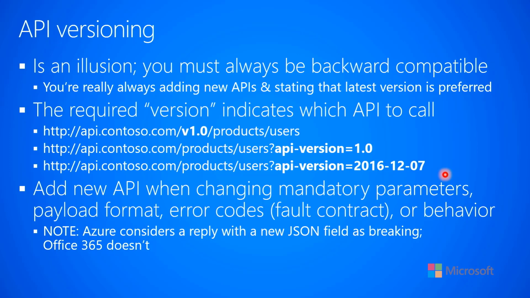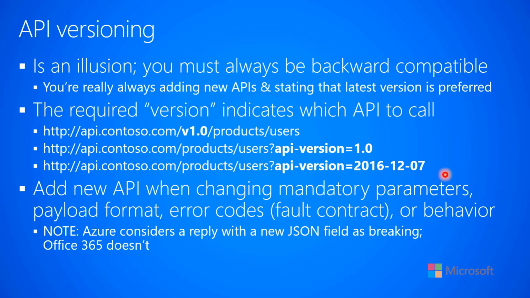When should you add a new API? You add a new API when you are changing some mandatory parameters to the API, when you want to change the payload format. There are a lot of people who used to use XML, but then they switched to JSON, for example, for the format. When you want to change the error codes, otherwise known as the fault contract of the API, and certainly if you want to change the behavior of the API itself.